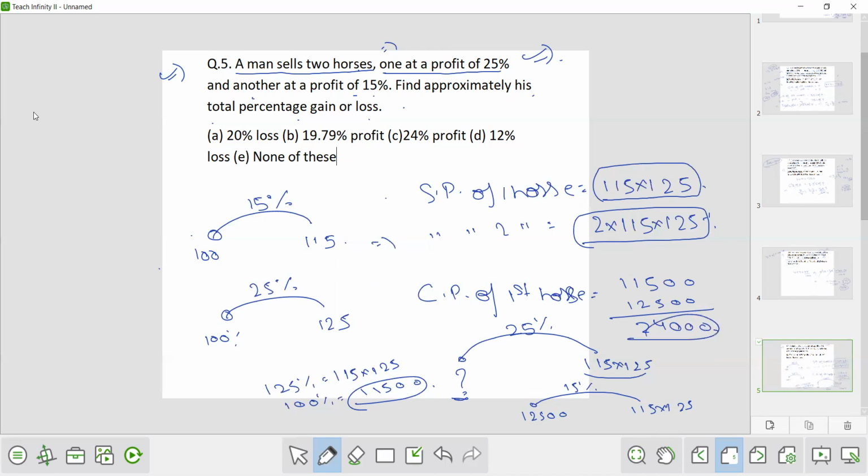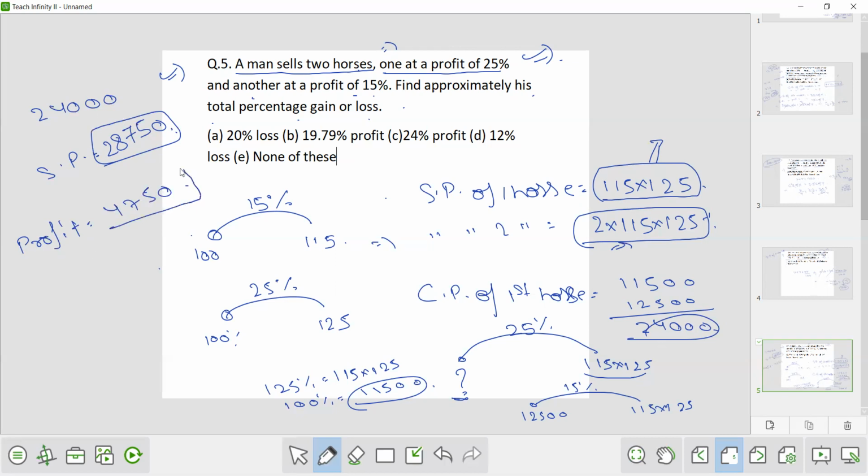Now the CP is 24,000. SP is how much? So 115 into 125 into 2. So it will come out to be 28750. So profit is how much? SP minus CP, that is 4750. Now the profit is 4750. CP is 24,000. So can we calculate from here what is profit percent?